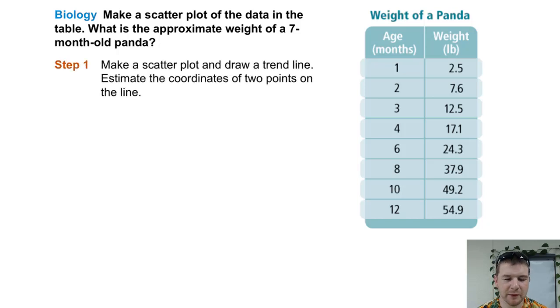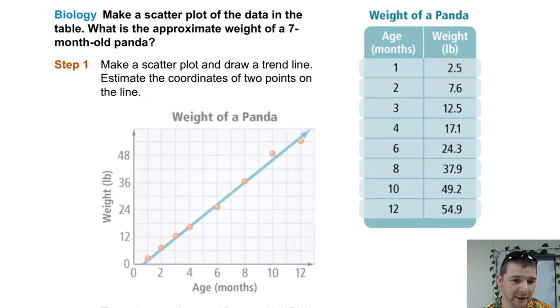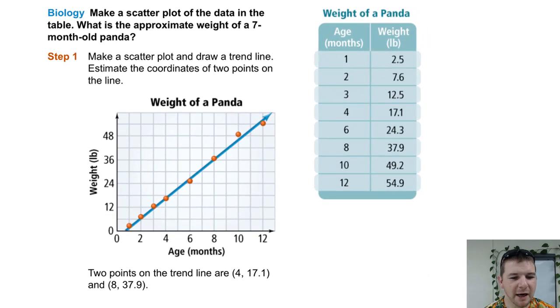So we make a scatter plot. We treat those pairs from the table as ordered pairs, age as the horizontal axis, weight the vertical, and we plot the points. 2 points on the trend line are (4, 17.1) and (8, 37.9).